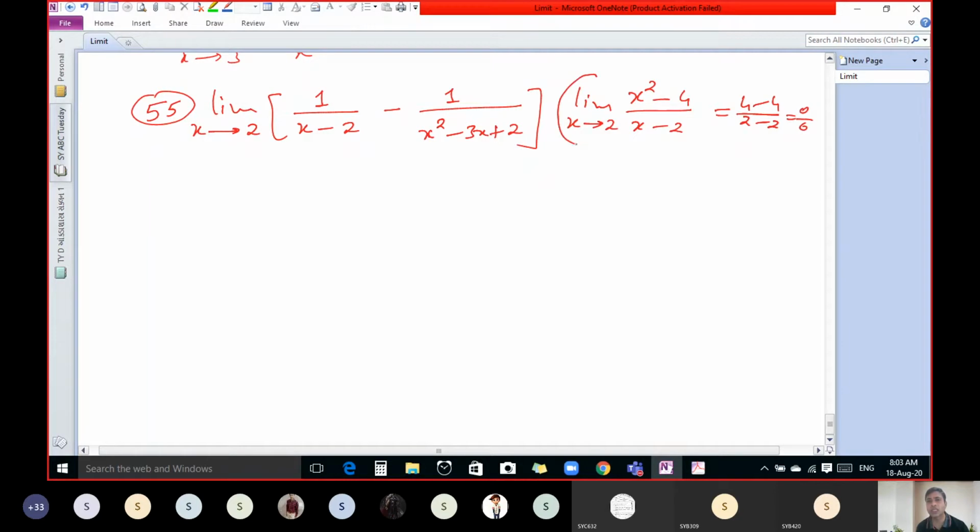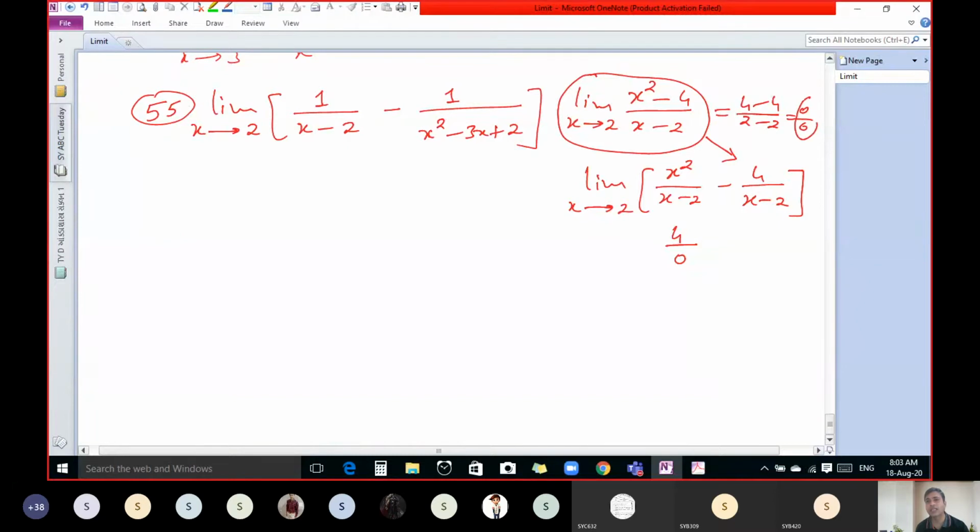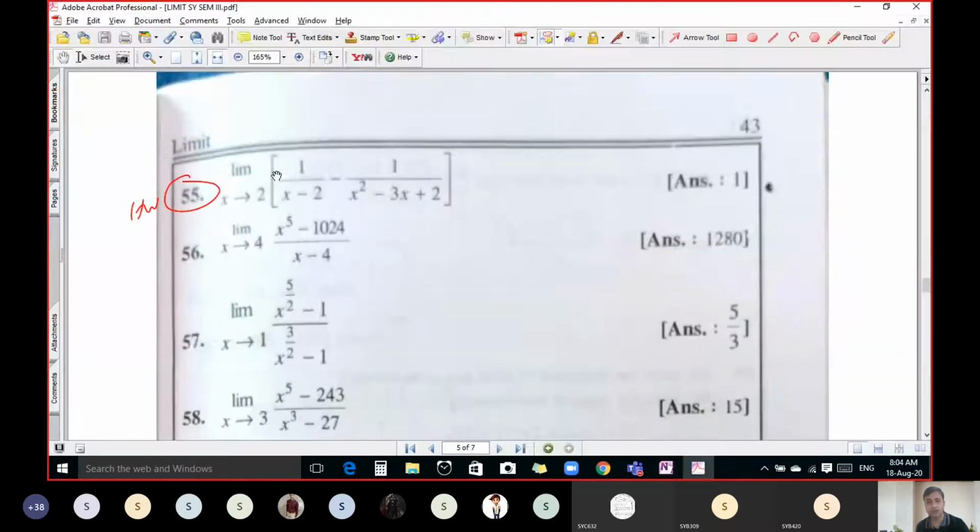But the same question, if we write in a different way like this, x square upon x minus 2 minus 4 upon x minus 2, and in this if we put x equal to 2, here we get 2 square, 4, but here we get 2 minus 2, 0, and any non-zero number divided by 0 becomes infinite. That is why, for the same question, if the presentation is different, we can't get the answer 0 by 0.